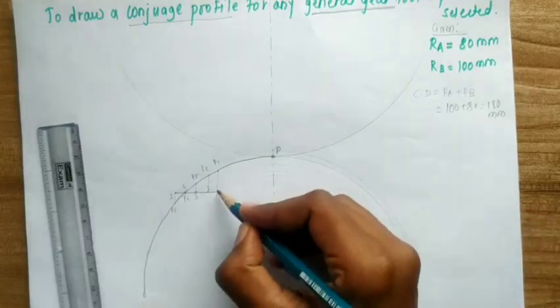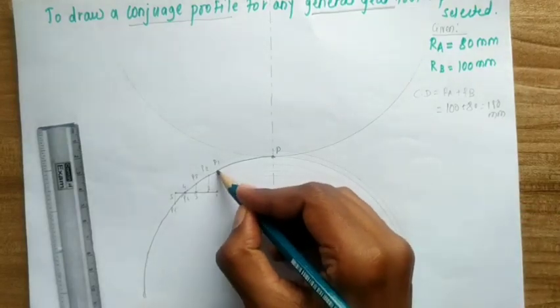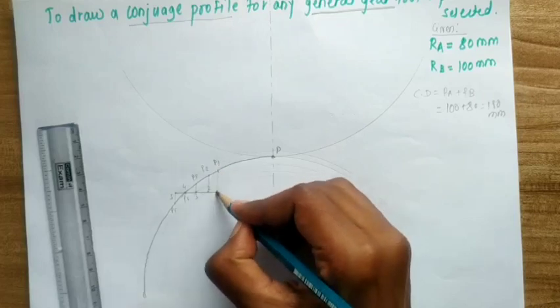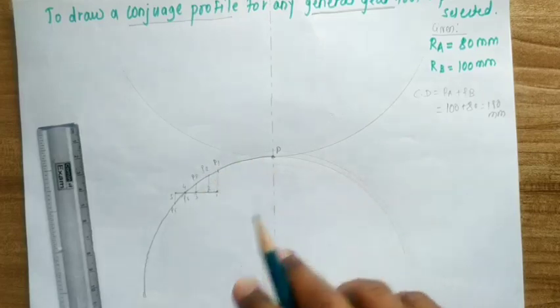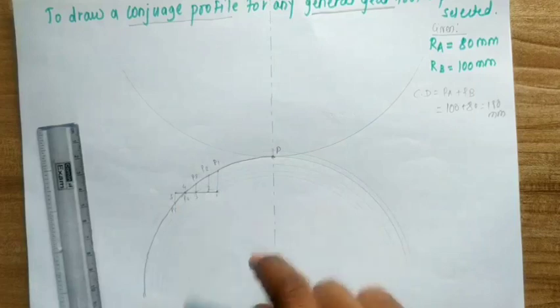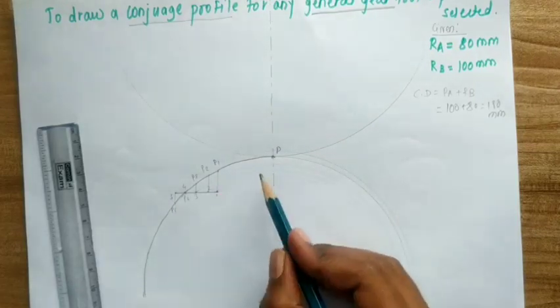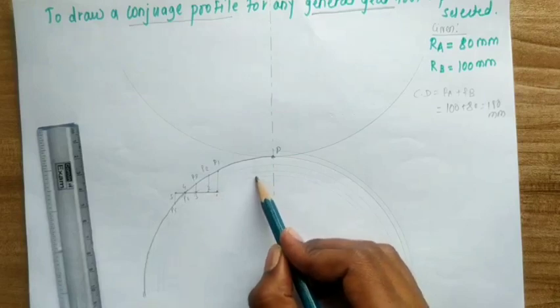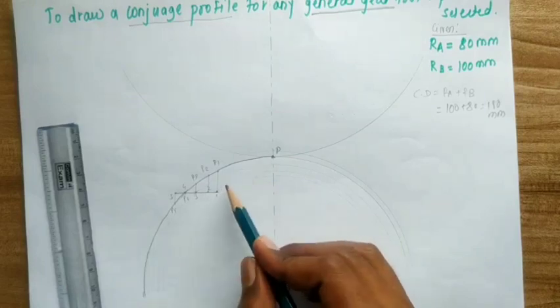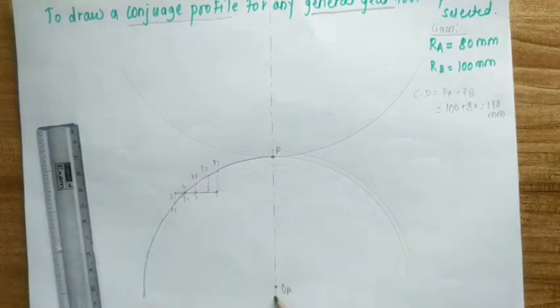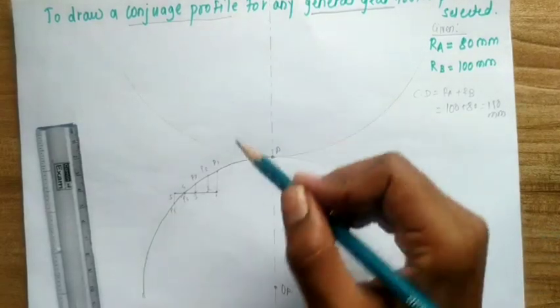So assume that this is a pitch point, and I know the distance between the pitch point and the common normal. Let's say it is gear A. When gear A is rotated, this point 1 will move to the next step. Let's say it will come to somewhere here, and at this point of contact, point 1 on gear A and 1 dash on gear B will be in contact.